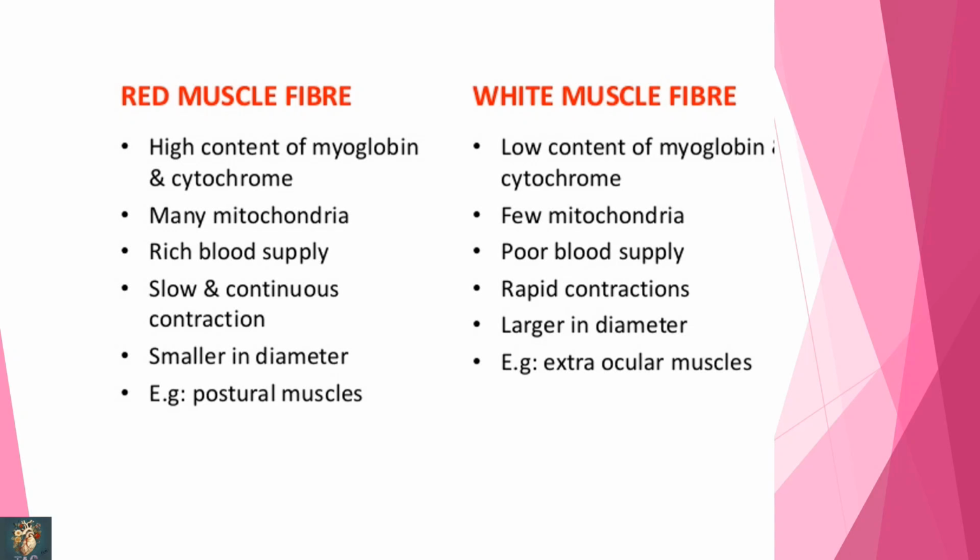So the differences between the two types: red contains a high content of myoglobin and cytochrome. White contains a low content of myoglobin and cytochrome. Red has many mitochondria, white has few. Red is supplied by a rich blood supply, white by a poor blood supply. Red shows slow and continuous contraction. White shows rapid contraction and is fatigable. Red fibers are smaller in diameter. White muscles are larger in diameter. Examples of red are postural muscles. Here the examples of white are the extraocular muscles.